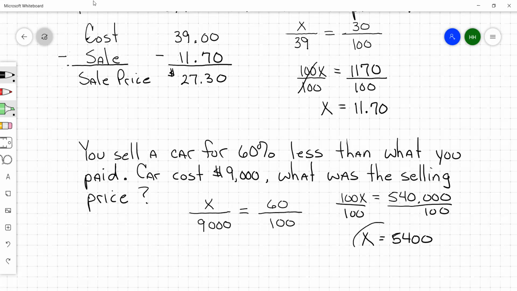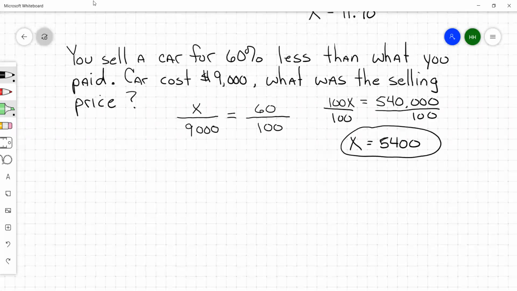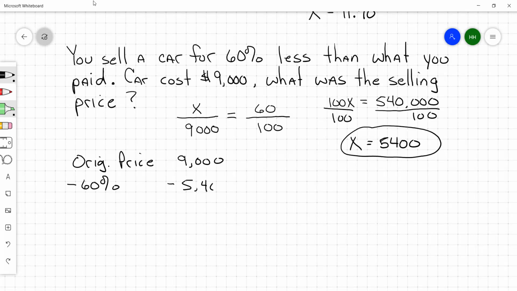You took a beating on that car, boy. You lost your britches. So what you've got to take now is the original price of 9 grand. You've got to subtract the 60%. So we're subtracting $5,400 that you lost on that purchase. 9,000 minus 5,400. What was the selling price?